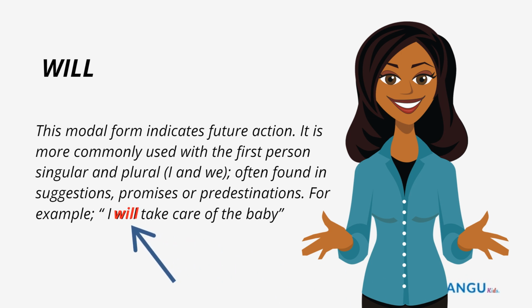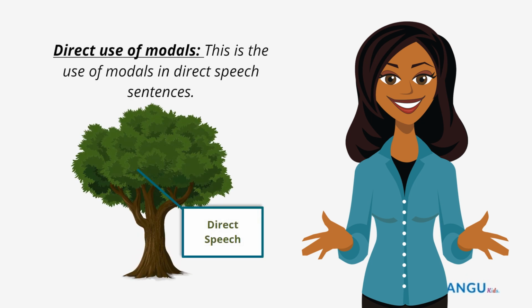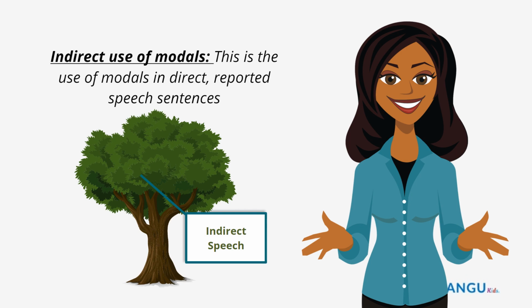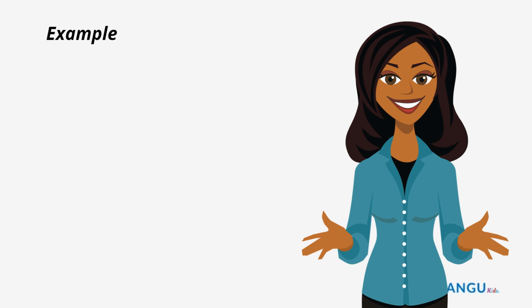Now, aside from the different forms of modals we've looked at, you would notice that while some of the examples give exact and direct instructions, others gave instructions in an indirect, reported speech way. Therefore, we have the option of using all forms of modals in two ways. 1. Direct use of modals. This is the use of modals in direct speech sentences. And 2. Indirect use of modals. This is the use of modals in indirect, reported speech sentences. Let's take a look at some examples of direct and indirect use of modals.